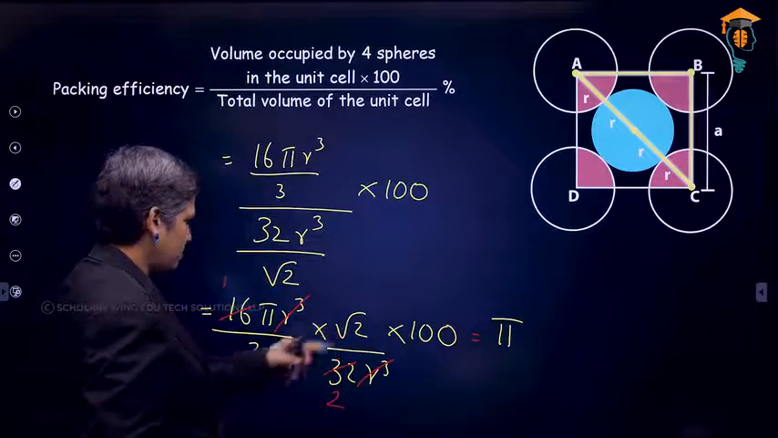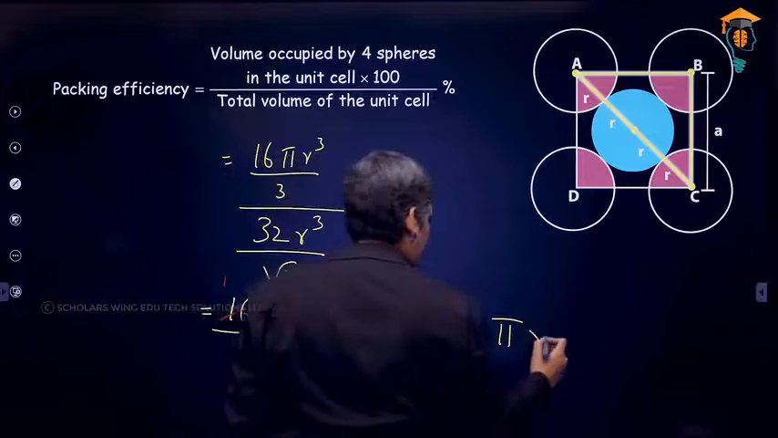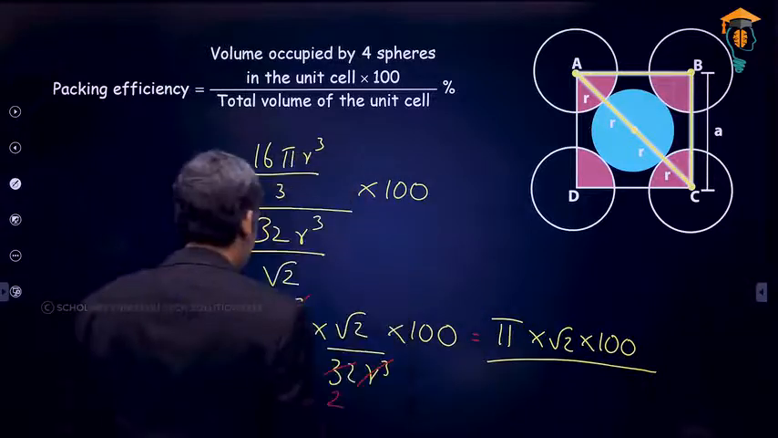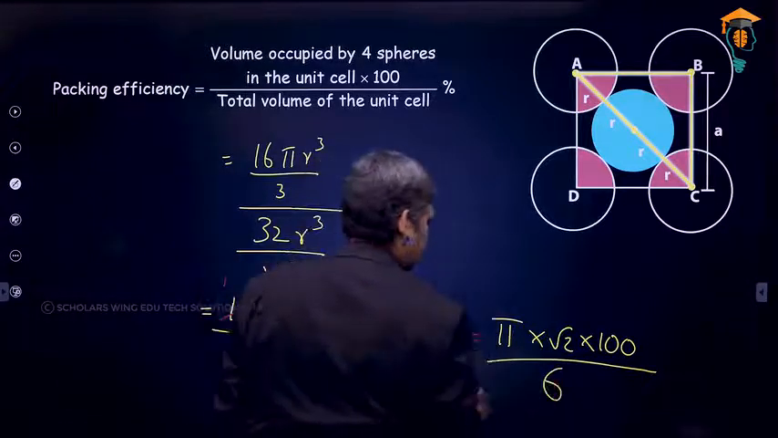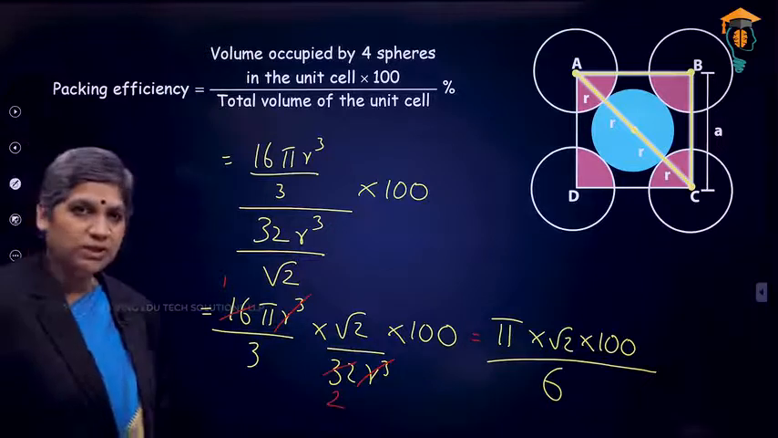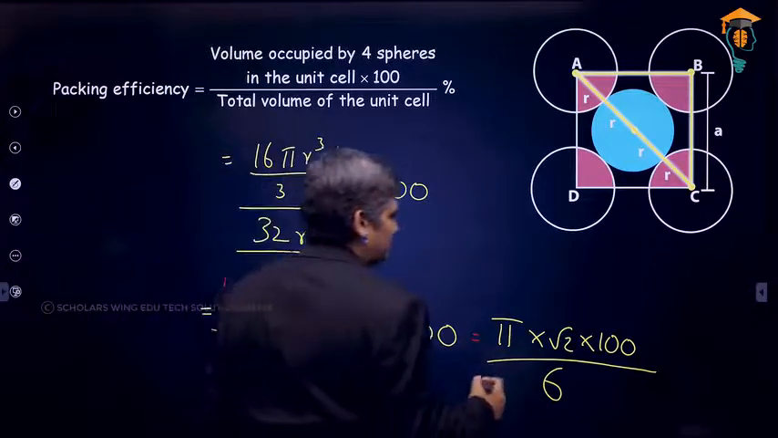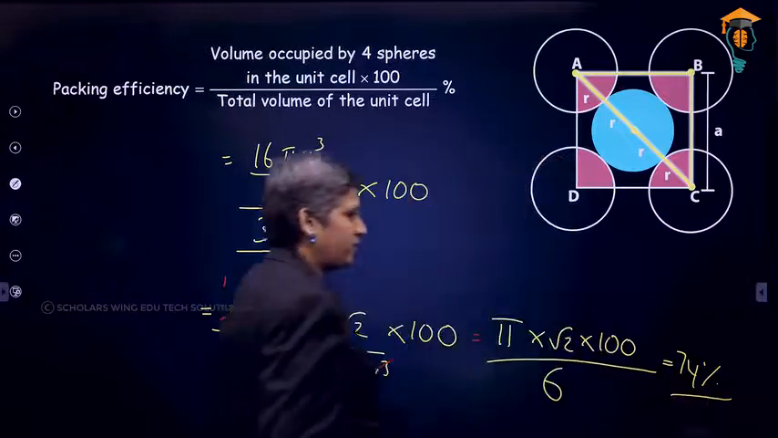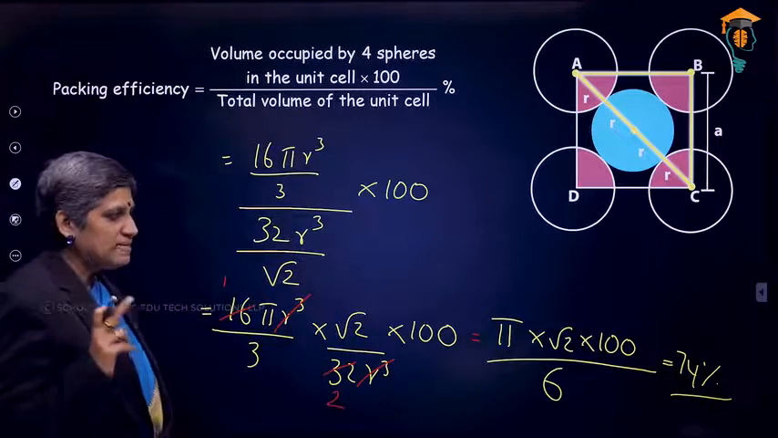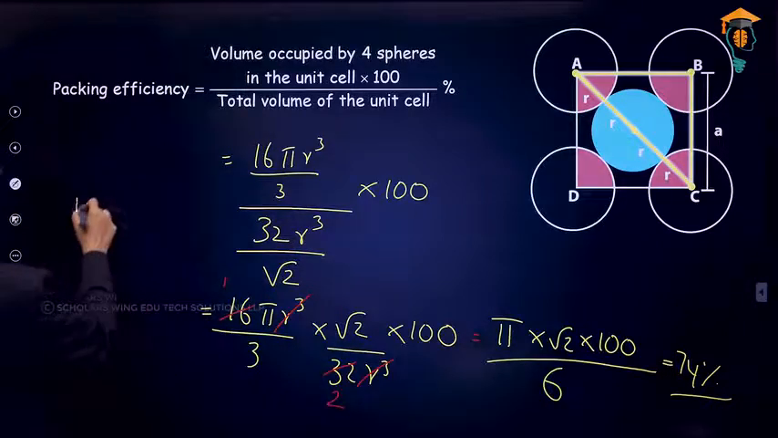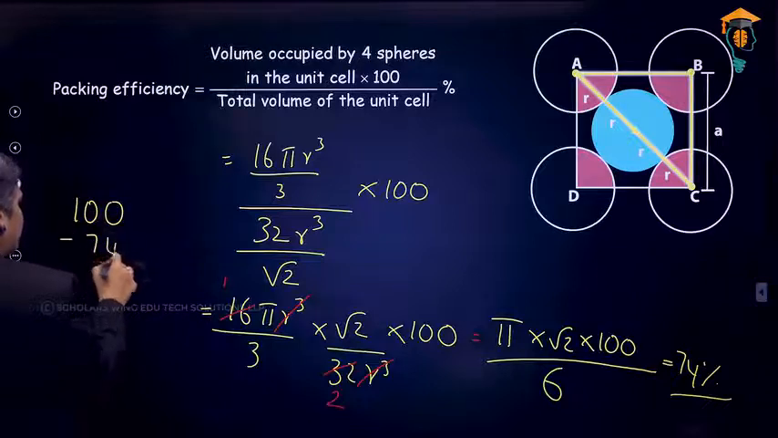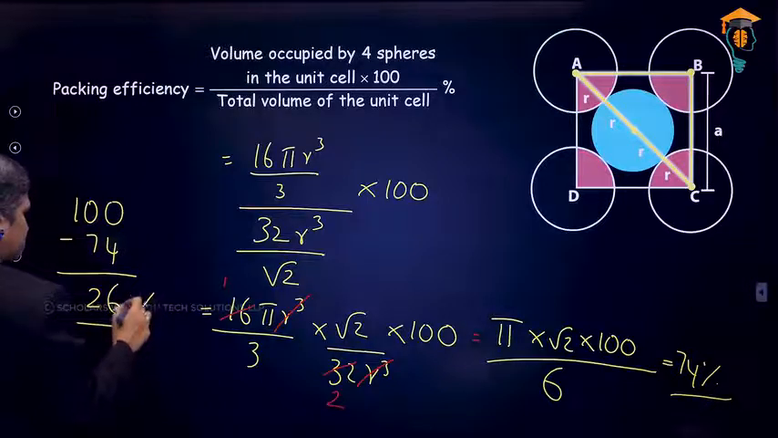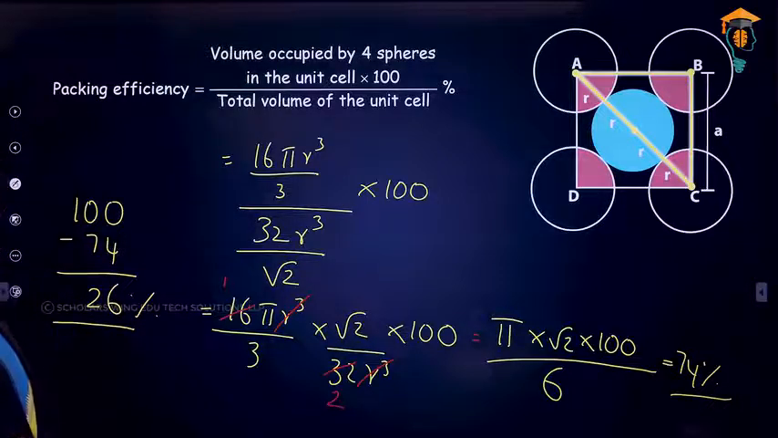Pi root 2 is here, into root 2 into 100 by 3 twos are 6. So if you actually calculate further, you will get the answer as 74%. This packing efficiency in the case of FCC unit cell is 74%. Means what is empty space? 100 minus 74, isn't it? That comes to 26%.